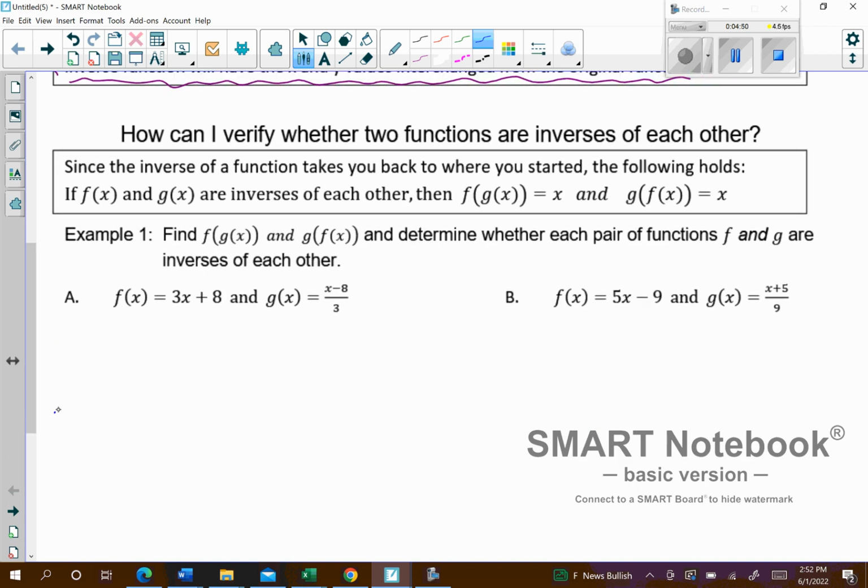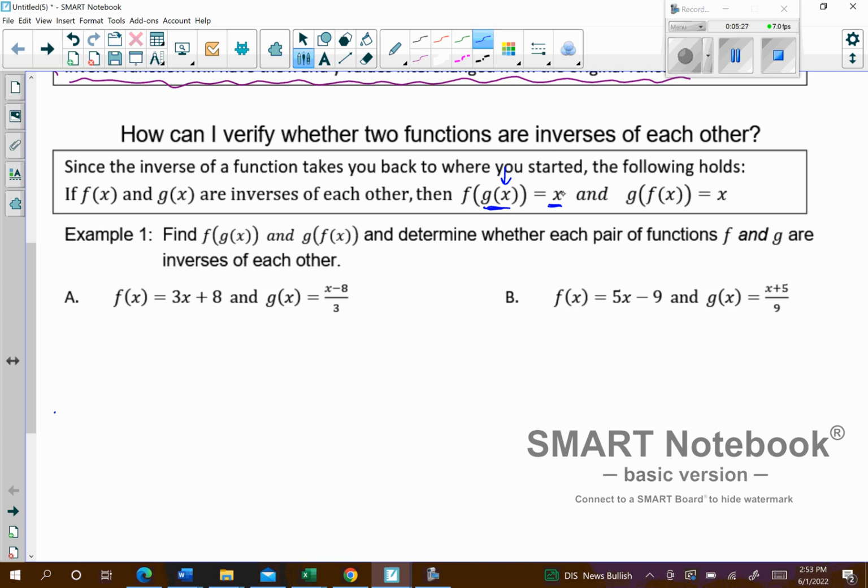How can I verify whether two functions are inverses of each other? Well, since the inverse of a function takes you back to where you started, the following holds. And this goes back to that graph I was showing you up above. If f of x and g of x are inverses of each other, then if I substitute g of x into f of x, it should return me back to x. So I'm starting with x, plugging x into g, then plugging g into f, and it should bring me back to x.